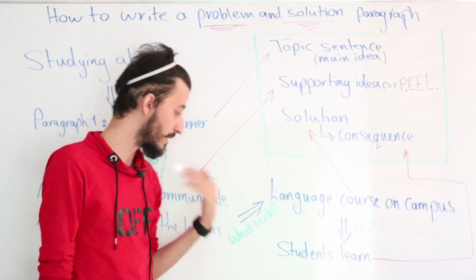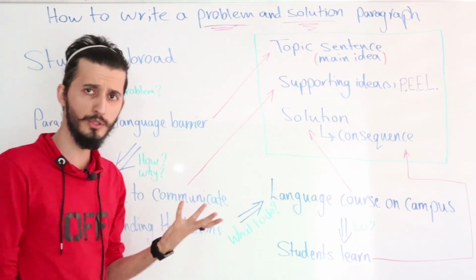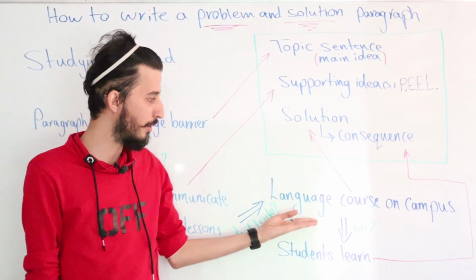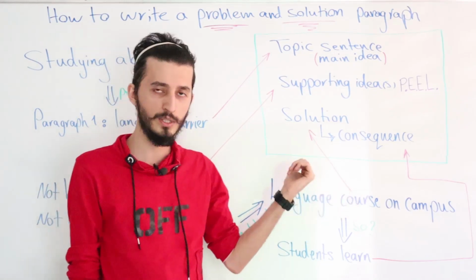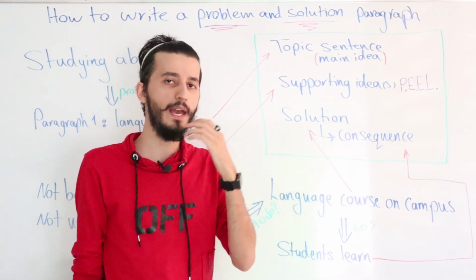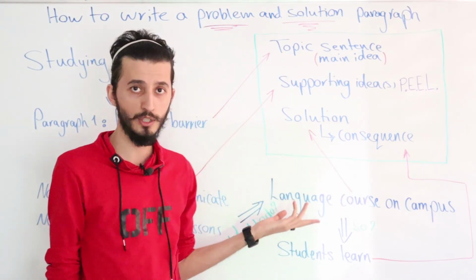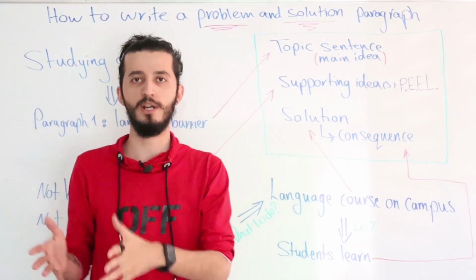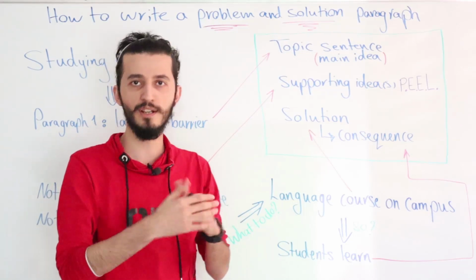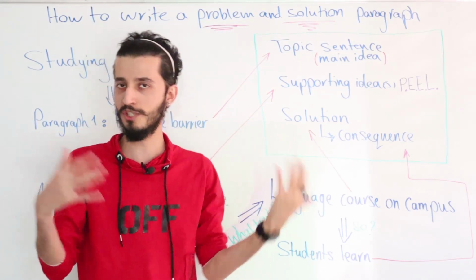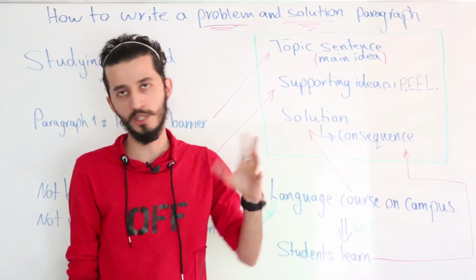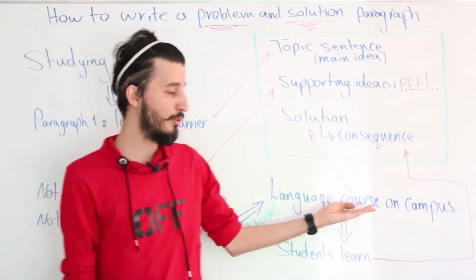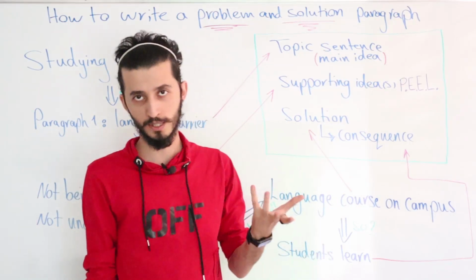After that, I need to ask myself, what should I do? What can we do? How can we solve this problem? And I come to the point, which is language courses on campus. It could be any solution. This is my solution. Your solution might be taking courses in your own country, before you travel to another country for studying abroad, so you can learn the language, or maybe use some software. My idea here is language courses on campus that universities can offer.